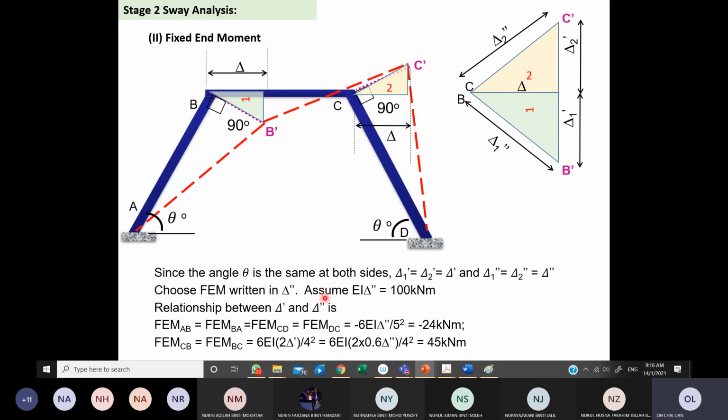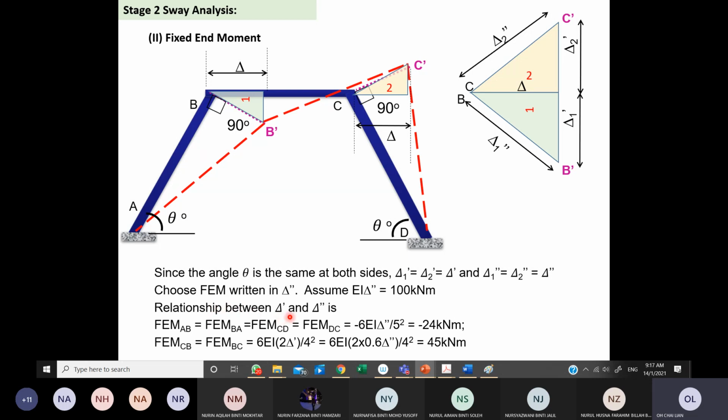Therefore I want to make an assumption that EI delta double prime here is equal to a value. It can be 10, 100, 1,000. Don't give it so small like 1 because you won't see the changes in your moment distribution. If you put it a bit larger, then you can see that the moments are decreasing significantly, so that you can stop your moment distribution table when you identify the changes.